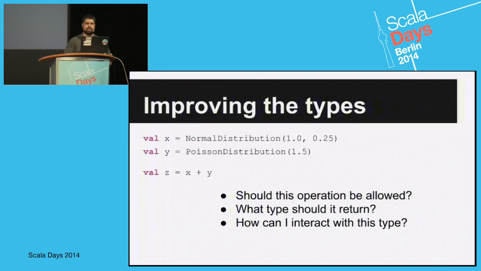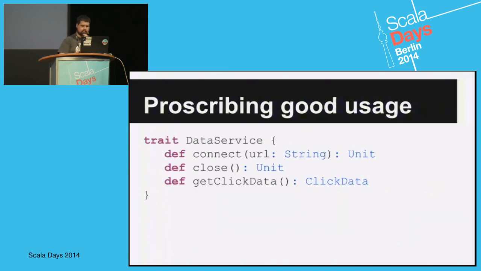The other important question is, how do I interact with this? If I get back a double, there are a set of interactions I know about, but I don't really understand the domain of statistics yet. This can actually help guide me through that via methods, documentation, that sort of thing.